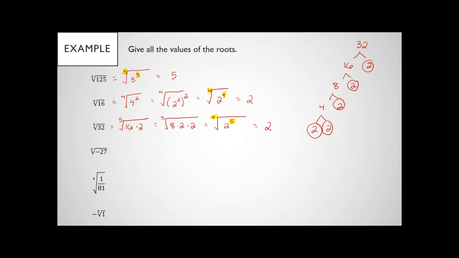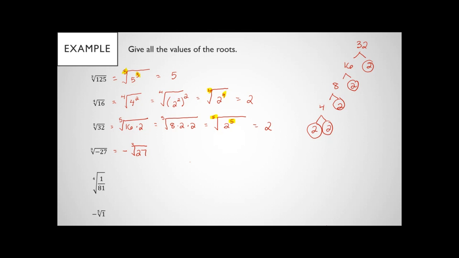Next one here, we have the cubed root of negative 27. If there is a negative and it's an odd number in the root, the first thing I do is I know that my answer is going to be negative. And so I will just pull out that negative and then look at the cubed root of 27. That works whenever the root is an odd number.